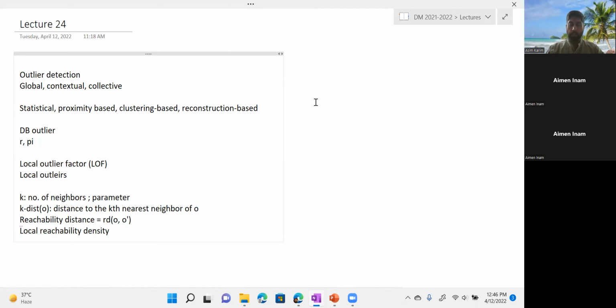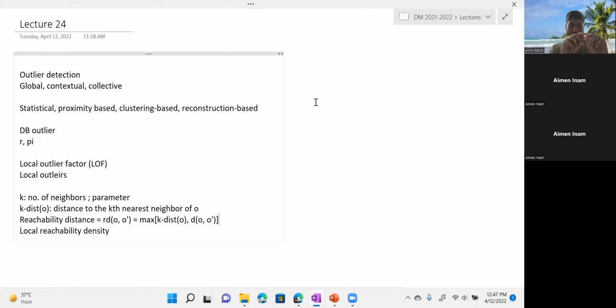So O is the object of interest, O prime is any other object, and the reachability distance is defined as the max of the K distance of O and the actual distance D between O and O prime. So this is actually just meant for ensuring that the variability in distances is small, kind of a smoothing distance. So what is it doing? So we have an object O and an object O prime.